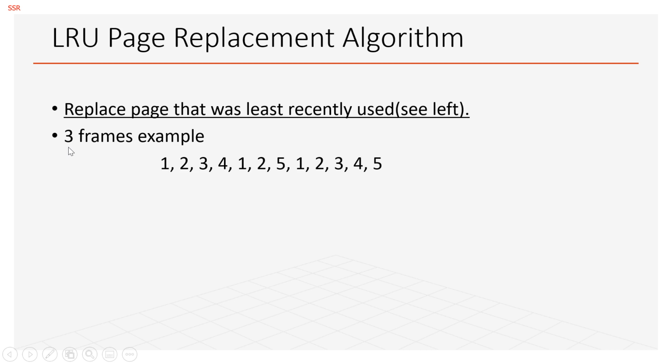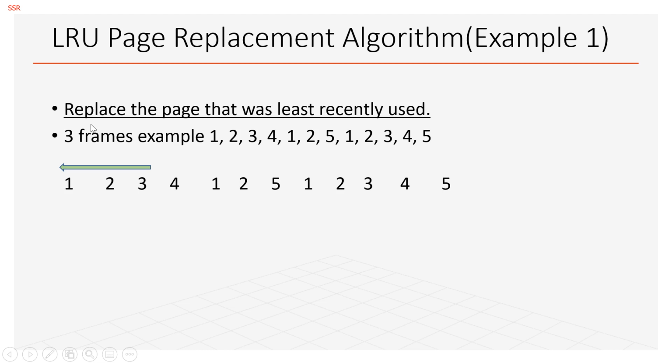Now, the frames allocated for this particular process in the main memory is 3. Let's see with an example how the least recently used algorithm works. So we have 3 frames and the example string is this one. So in the first step, page number 1 will be brought into memory. In the second step, page number 2 will be brought into memory. And in the third step, page number 3 will be brought into memory.